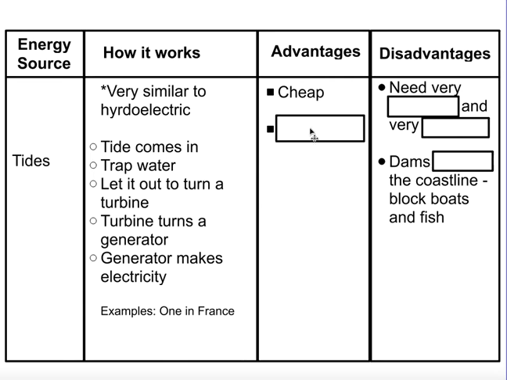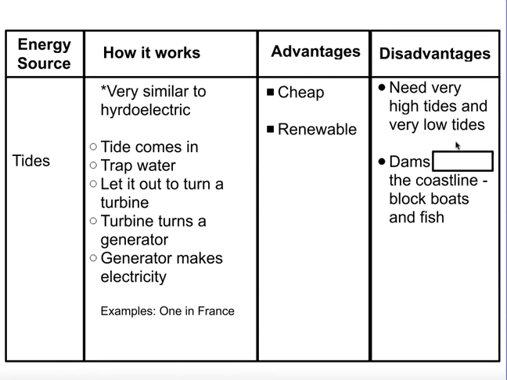Some advantages are that tides are cheap and also renewable, but you need very high tides and very low tides for this to work. And dams can disrupt the coastline or block boats and fish.